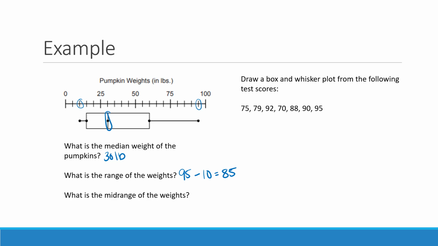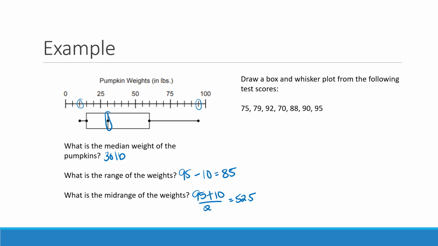Now remember my mid-range, I'm going to take that highest value and my lowest value, add them together, which is going to give me 105, and then divide that answer by 2. So dividing that by 2 is going to give me 52.5.